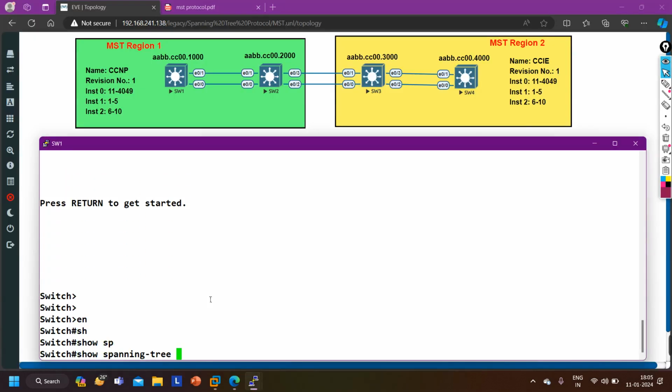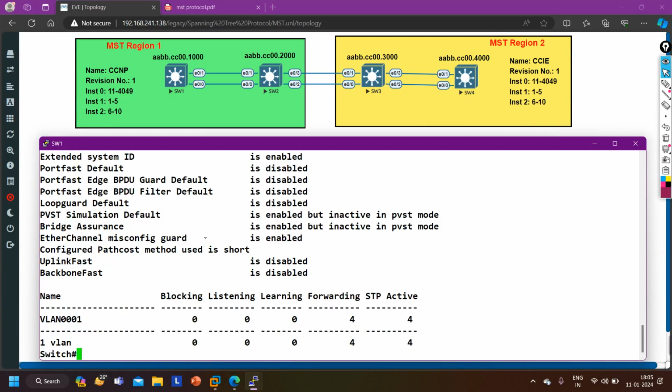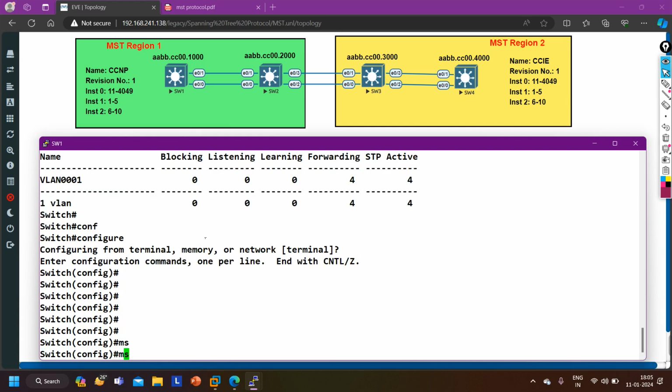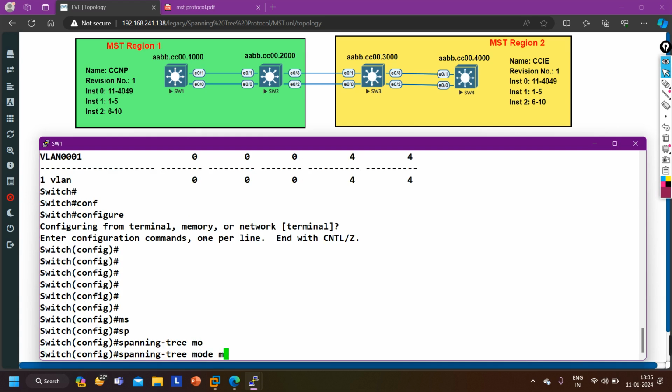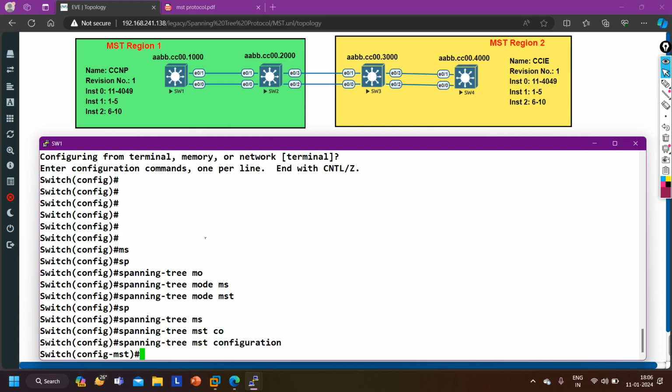Spanning tree summary: which protocol am I running? Okay, so by default the protocol is PVST. So let me change it. Let me configure MST here. Spanning tree mode, the first command is MST. Now I am going to create 2 instances over here, and I'm going to configure the name and revision number as well. So spanning tree MST configuration.